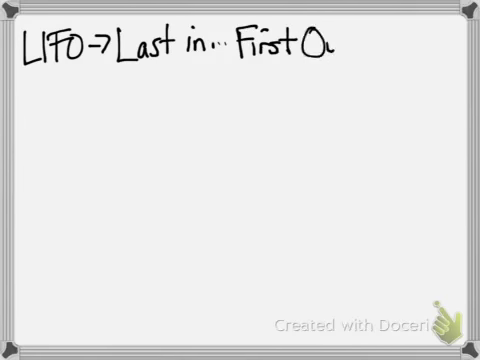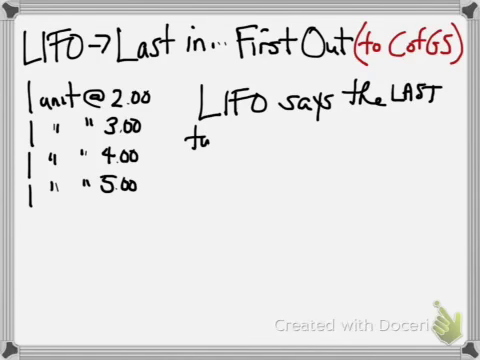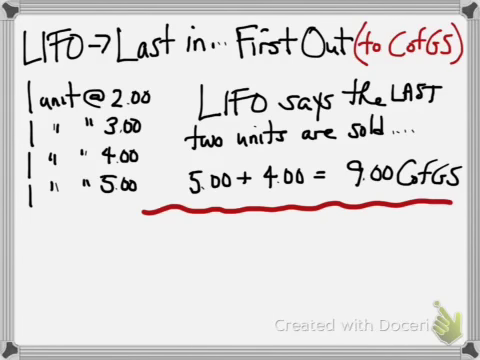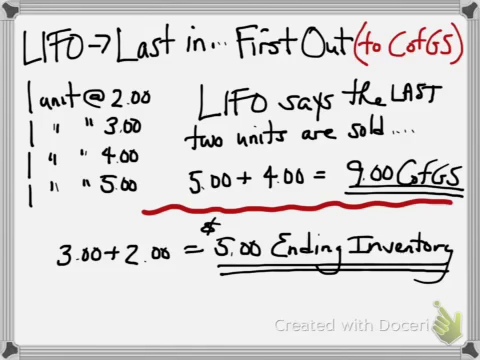LIFO stands for last in, first out. Again, first out to cost of goods sold. It's sort of the diametric opposite of the FIFO method. So with the same illustration being carried forward, first unit cost us $2 and then $3 and then $4 and then $5, LIFO says that the last 2 units are the ones that were sold. So the most recent purchases are the ones that are going out to expense. So the $5 unit and the $4 unit are assumed to be the 2 that were sold. So we'd have $9 of cost of goods sold, and that would mean the $3 unit and the $2 unit are the ones that remain in ending inventory.